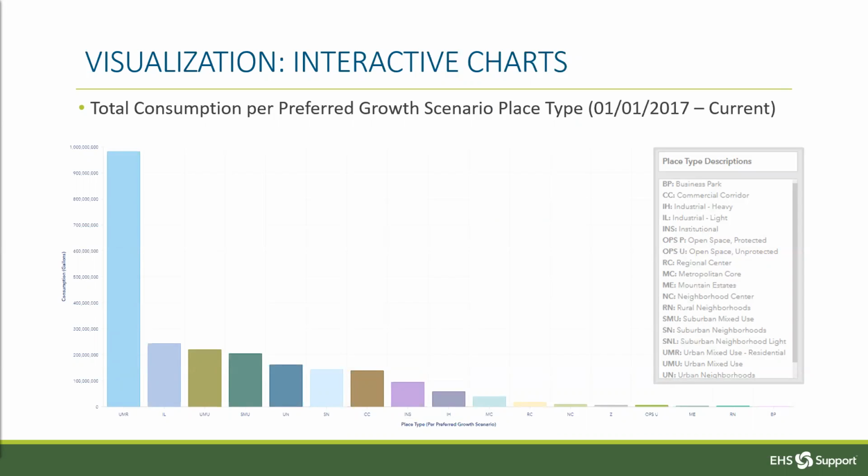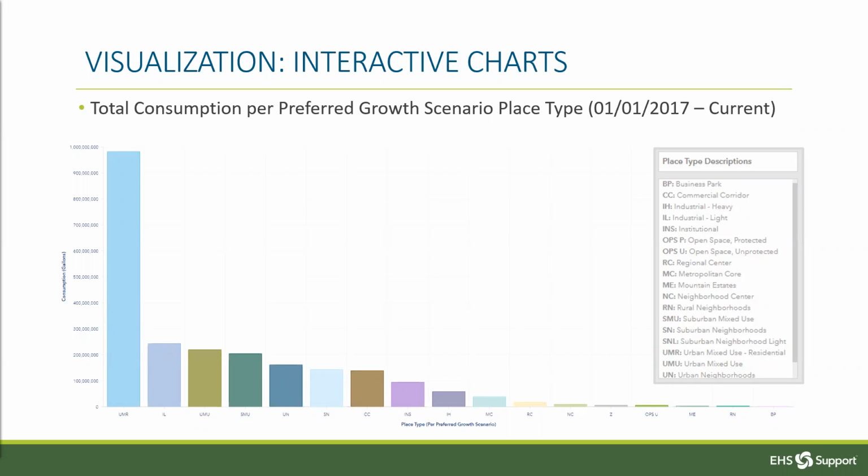These are the interactive charts focused on the total consumption. This is broken down into 5 categories, but we will start with the first one. As I mentioned before, the city decided to categorize their consumption for their water demand analysis based on their preferred growth scenario. Similar to land use, this scenario contains a variety of place types that refer to the purpose of the land.